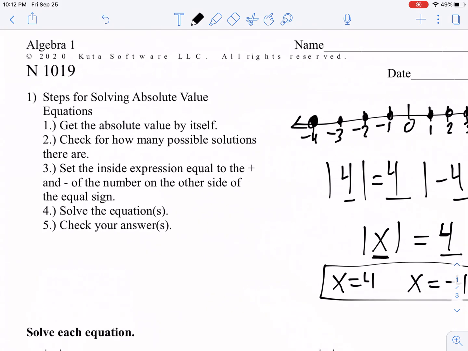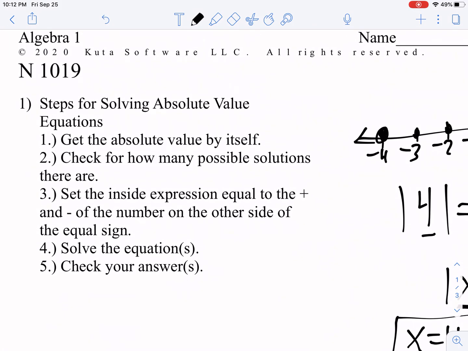Now, when it actually comes to solving absolute value equations, when we get to the more complicated ones, these are the steps we're going to follow in order to solve. Now, for now, what you need to focus on are these steps. Step number 1, okay, get the absolute value by itself. No matter what we're looking at, we have to check to make sure that the absolute value is by itself.